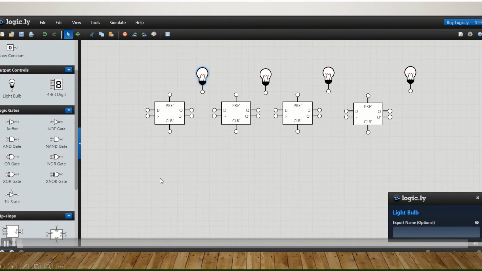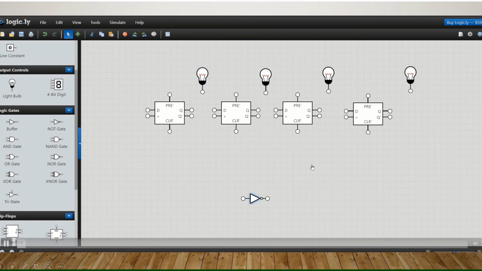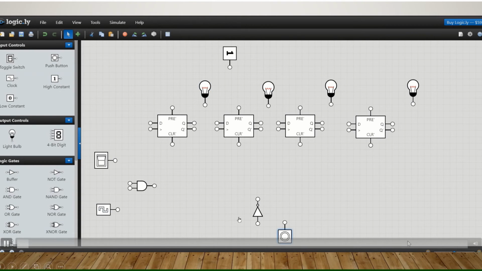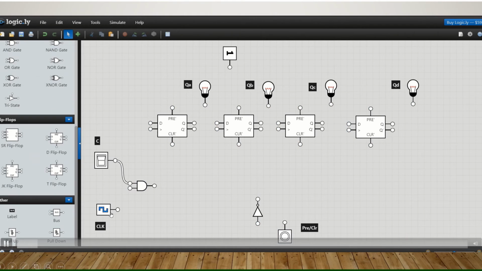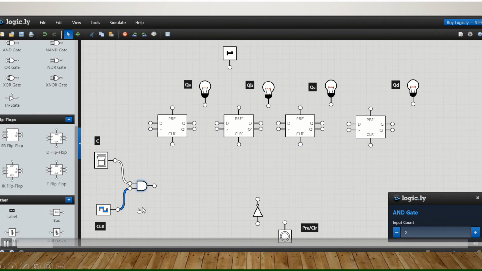We need 4 D flip-flops, 4 bulbs, 1 NOT gate, 1 AND gate, 1 toggle switch, 1 clock and push button. Next, we are labeling the outputs and inputs. Circuit connections are also given.